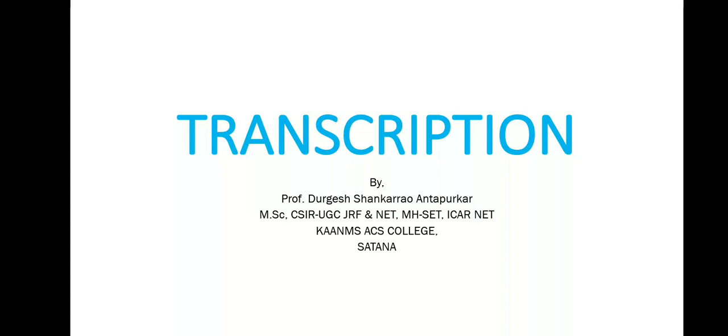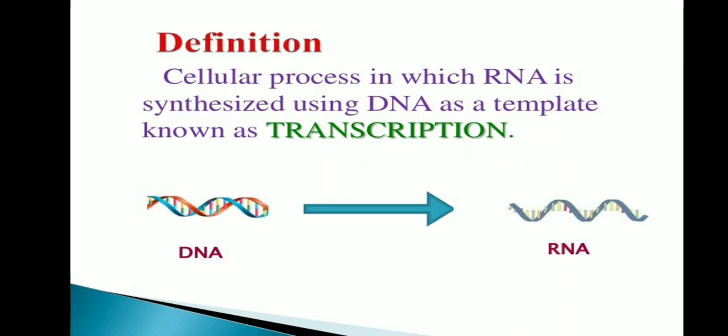So this is the central dogma of the cell. In this lecture we are going to learn about the transcription process, how DNA gets converted into RNA. First we'll start with the definition of transcription. Transcription is a cellular process in which RNA is synthesized using DNA as a template. Such a process is called transcription.